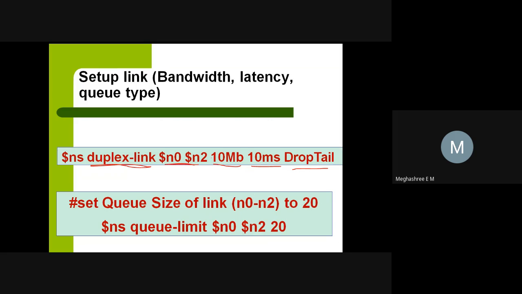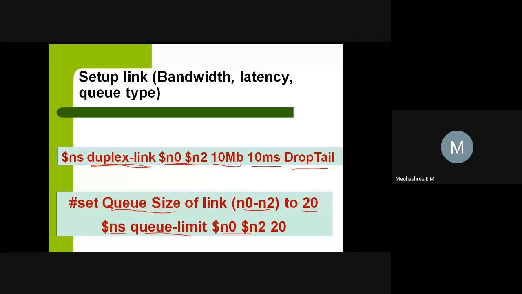Fine. So next is queue size. You have to set it up for the link between n0 and n2. You have to remember this queue size of the link between n0 and n2. I'm setting it to 20. So how to do it? Call the simulator object. Use the method queue-limit. Queue limit between n0 and n2 is 20. The size of the queue is 20 here.